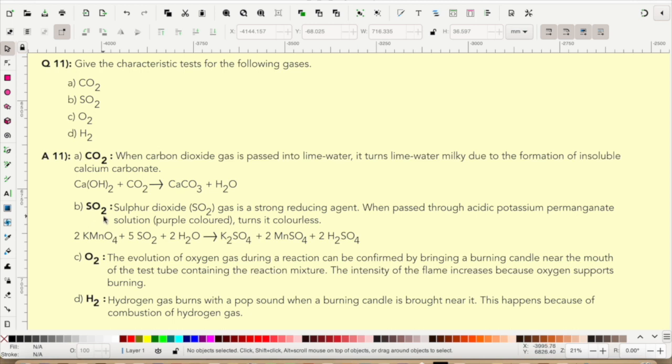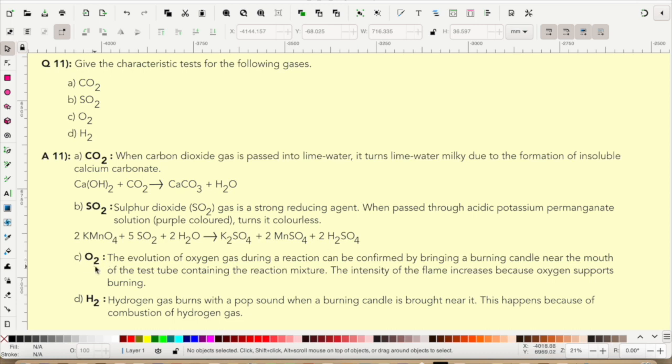Second one is sulfur dioxide. Sulfur dioxide gas is a strong reducing agent. When passed through acidic potassium permanganate solution, which is purple in color, it turns it colorless. Reaction is given as 2KMnO4 plus 5SO2 plus 2H2O makes K2SO4 plus 2MnSO4 plus 2H2SO4.